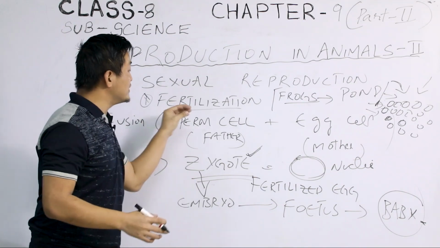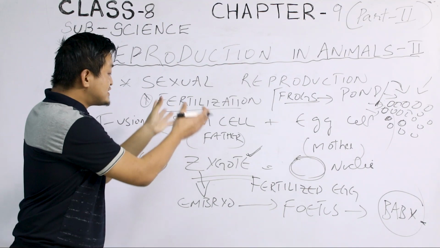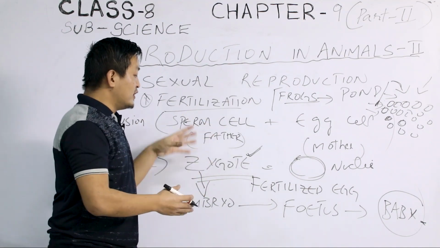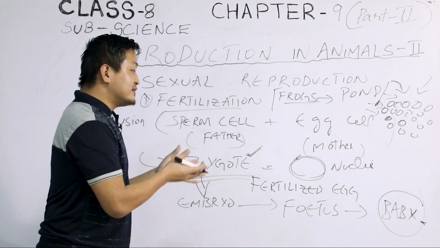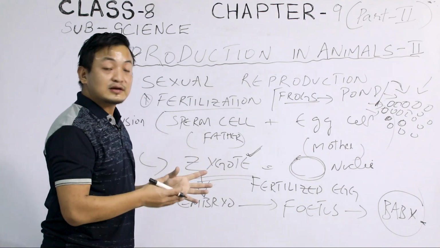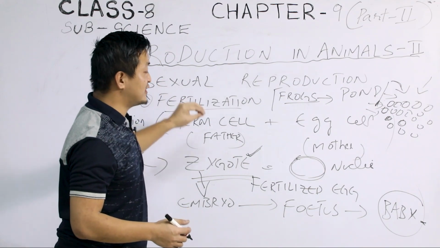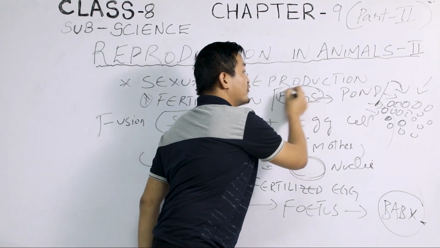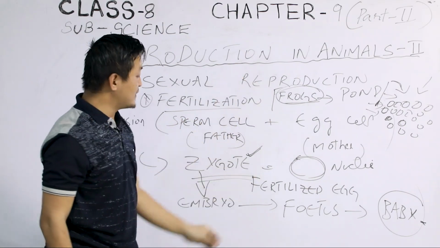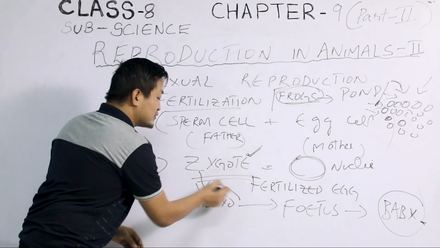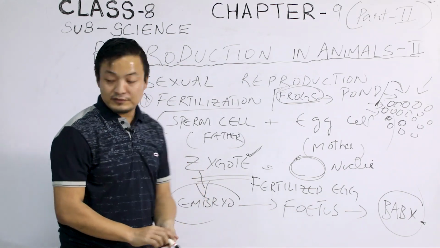Human beings fall under internal fertilization because the whole process, the development of zygote to embryo to fetus, takes place in the female body. Frogs and others are examples of external fertilization. Now we will discuss the development of the embryo.